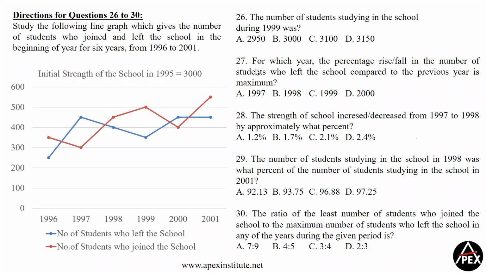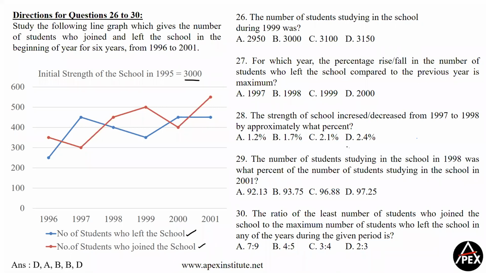So guys, let's understand this. We are given two line graphs, which give the number of students who joined and left the school from the years 1996 to 2001. The blue line represents the number of students who left the school, and the red line represents those who joined. The initial strength of the school in 1995 was 3000.